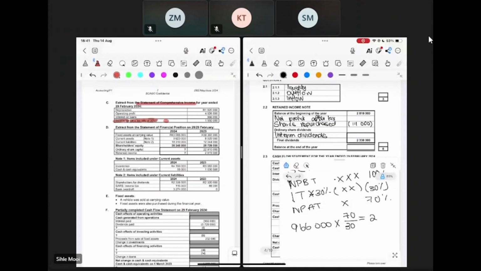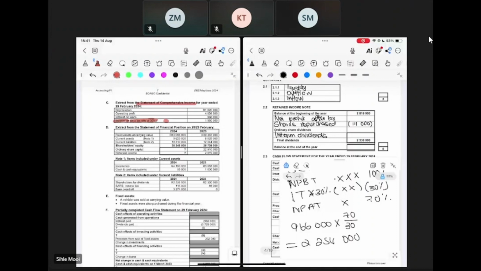Okay. Oh, sorry, I took the interest on loans, so that now our income tax is actually 1,950,000. But same principle, you multiply by 70% and divide by 30, and that should give you your net profit after tax. Times 70 divided by 30, and that gives you 4,550,000. But this is not the only way to do it.